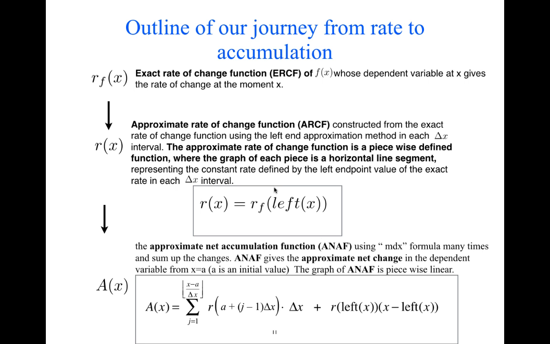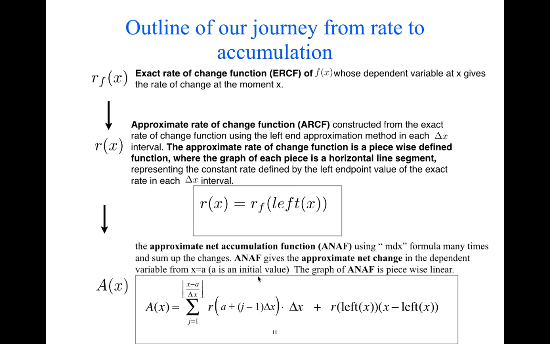This is the short formula for what you do. R of x, the approximate rate of change function, you evaluate the exact rate at the left-hand value of each delta x interval, right? That's what this is, shortly. That's the step function, the short notation for that. The approximate rate function is piecewise defined in each delta x interval. The graph of each piece is a horizontal line segment, right? Representing the constant rate, right?